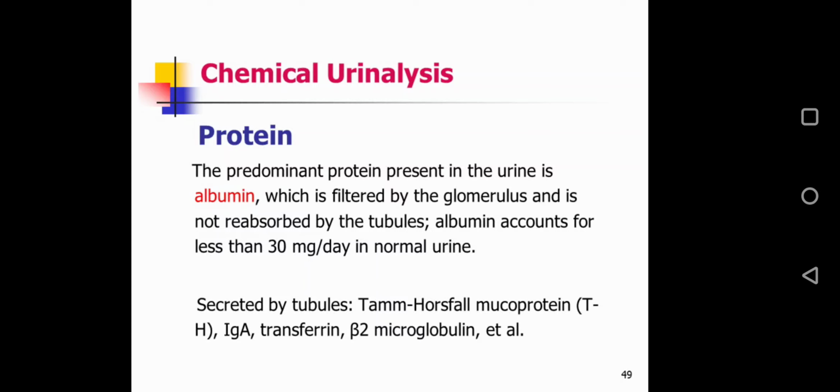The last test of chemical urinalysis is the protein test. The predominant protein present in the urine is albumin, which is filtered by the glomerulus and is not reabsorbed by the tubule. Albumin accounts for less than 30 mg per day in normal urine. The other main source of urinary protein is secreted by tubules, including Tamm-Horsfall protein, immunoglobulin A, transferrin, beta-2 microglobulin, etc.